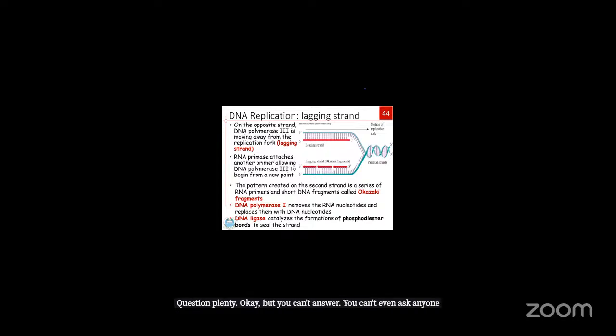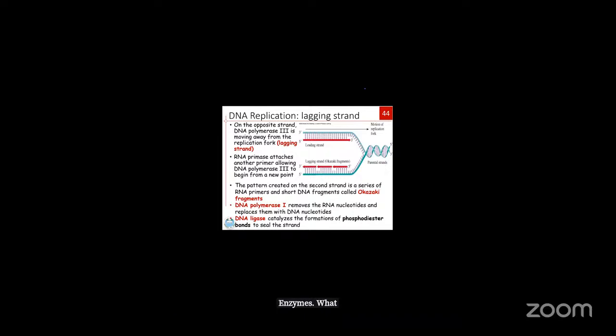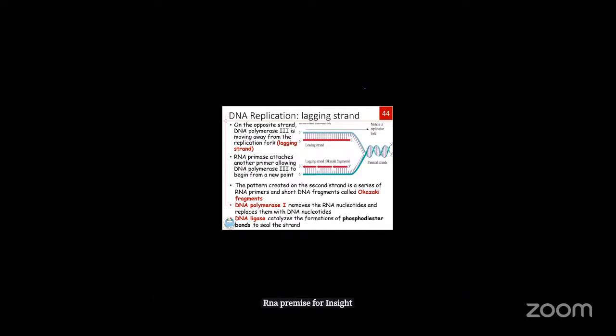Can RNA primase serve as a catalyst? They are all enzymes. What do enzymes do? Enzymes are catalysts. All these enzymes that you see are catalysts because they catalyze a reaction. RNA primase, for instance, is a catalyst in that regard.